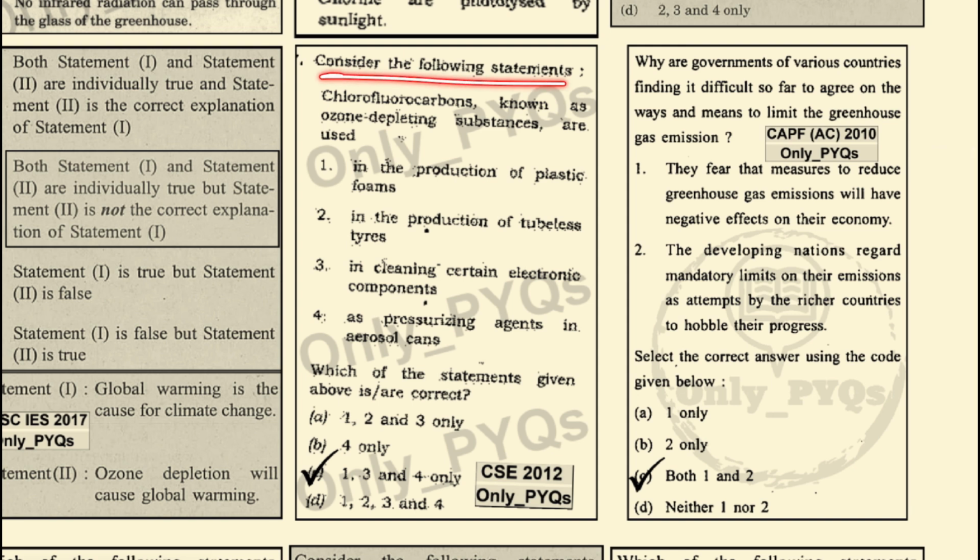Consider the following statement. Chlorofluorocarbons, known as ozone depleting substances, are used in the production of plastic foams. Yes, they are being used. In the production of tubeless tires, no, they are not being used here. In cleaning of certain electronic components, yes, they are being used here. As pressurizing agents in aerosol cans, yes, these are also being used here. So 1, 3 and 4 is the answer.